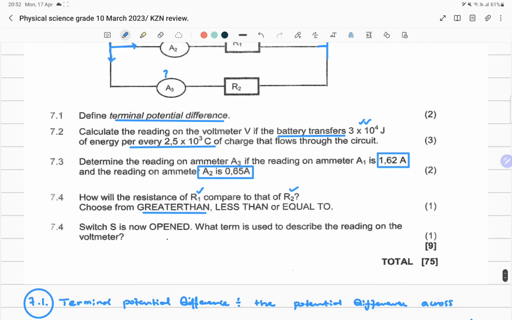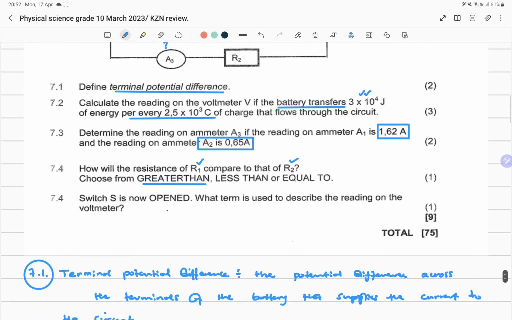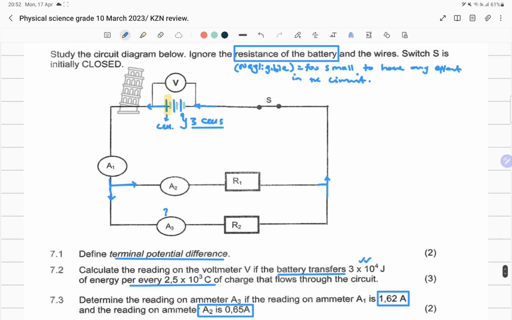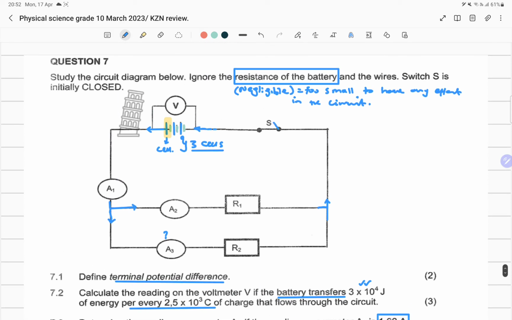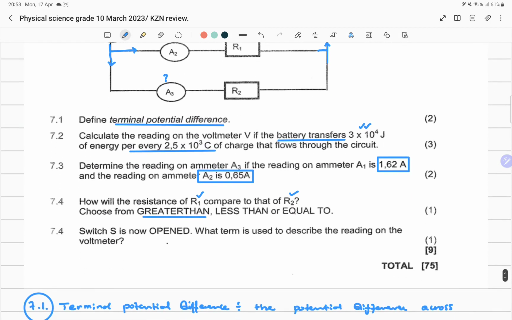Is greater than, because if it allows less current to pass, it must be greater than that which allows more current to pass. Okay, so switch S is now opened. Once we open switch S here, it means we are breaking this circuit. Once we break the circuit, guess what? This will read what we call the EMF, because now there's no current passing through the circuit, because it's broken, it's incomplete. Current only flows when the circuit is complete.